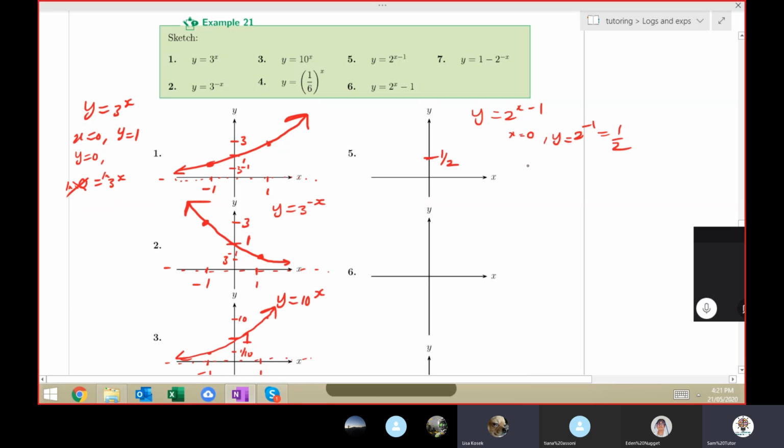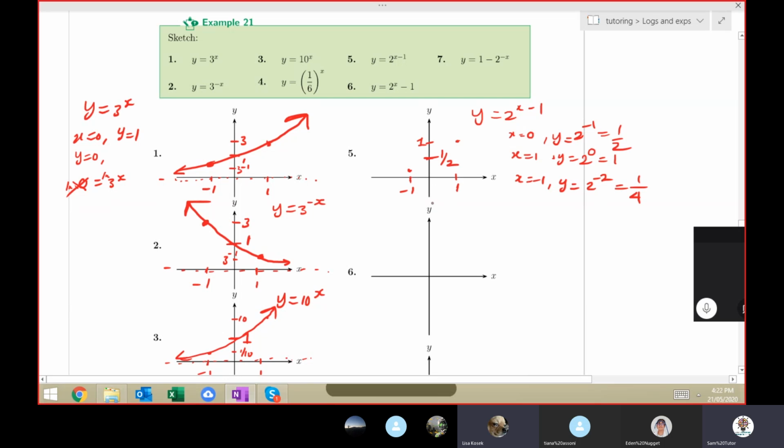What's the next number you would sub in? 1. So x equals 1, what happens? Just be careful now. Y equals 2 to the power of 1 minus 1, which is 2 to the power of 0, which equals 1. So at 1, it is 1. And then at negative 1, you get minus 1, which is negative 2, and that becomes a quarter when you plug that into your calculator.